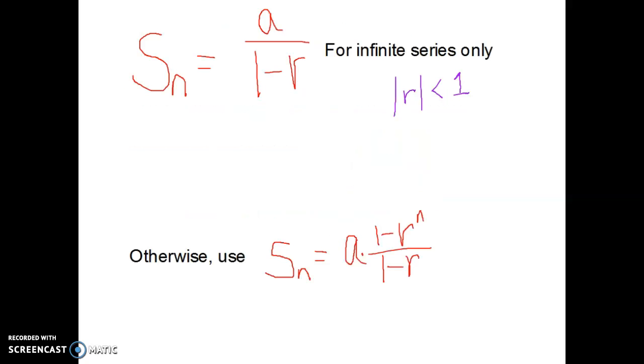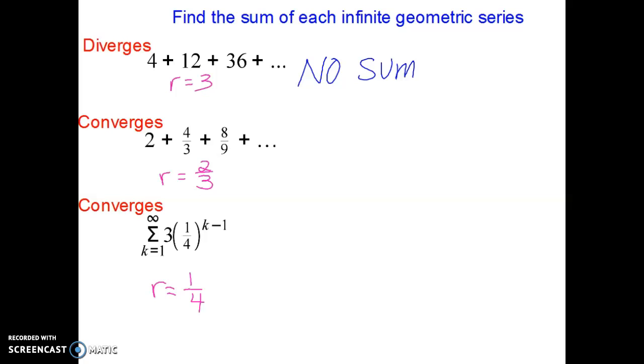So here's my new formula for finding that sum for an infinite series. Now keep in mind the one at the bottom would be for finite series. The one at the top is now for an infinite one. However, we need to make sure our criteria, the absolute value of that common ratio, has to be less than 1. Otherwise, it won't have a sum. So we're going to revisit these examples. The top one doesn't have a sum.